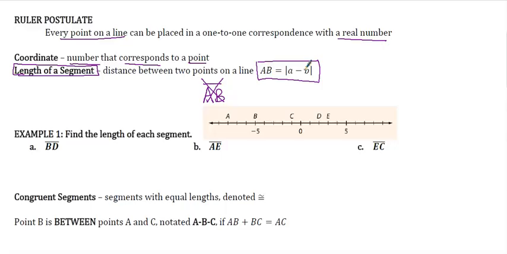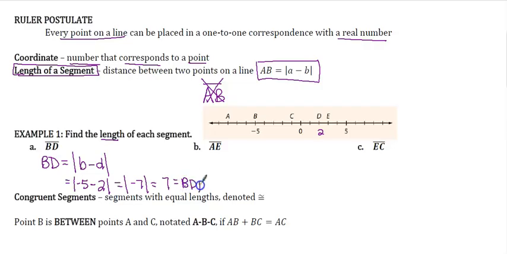The only reason this one says segment BD is that we're supposed to find the length. So then we would rewrite this and say, BD is equal to the absolute value of B minus D. Then B is -5, so this is going to equal the absolute value of -5 minus D, which is going to be here 0, so 1, D is 2. So the absolute value of -5 minus 2 equals the absolute value of -7. The absolute value of -7 is 7. So 7 equals BD.